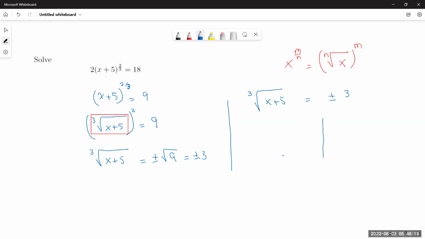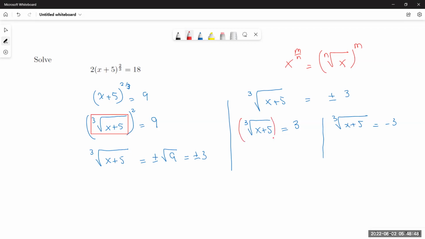So I can split it in two parts. So it's going to be the cubic root of x plus 5 equals positive 3, or the cubic root of x plus 5 equals negative 3. Now, for the cubic root, because the 3 is an odd number, we don't have any problem whatsoever with this. We can go ahead and get rid of the cubic root.